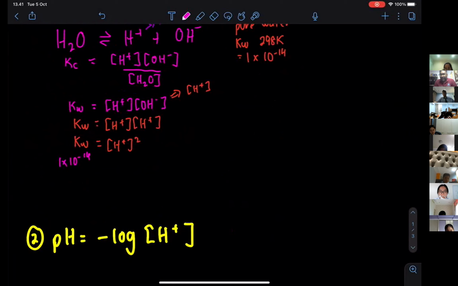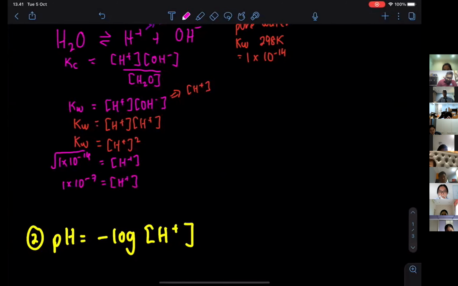So if you have this, you go and find out the concentration of H plus. If you square root, you will get 1 times 10 negative 7. So this is the concentration of H plus. Now, if I'm looking for the pH of pure water at 298, I can find it by using the formula pH equals negative log concentration of H plus. This gives negative log 1 times 10 negative 7. You can use a calculator, or here directly you can see the pH is 7. This is how we can prove the pH of pure water is 7.